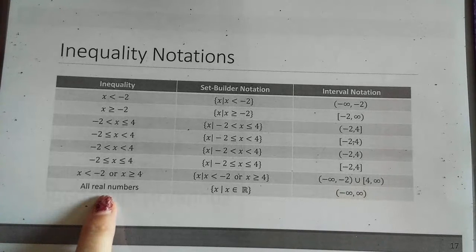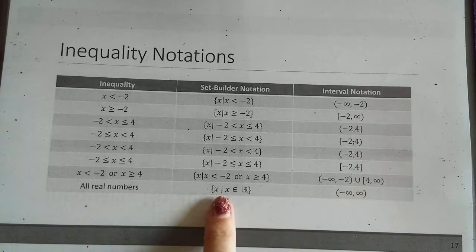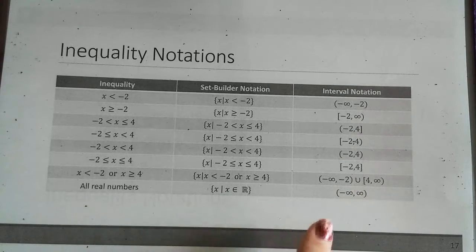Finally, we have all real numbers. The set builder notation for this is the set of x such that x is an element of the real numbers. Sometimes you'll see this as the set of x such that, and it'll just say x is real. What that means in interval notation is -∞ to +∞. So any real number can be used.